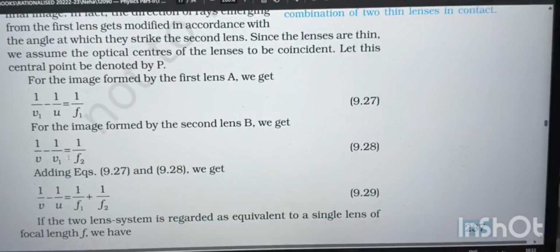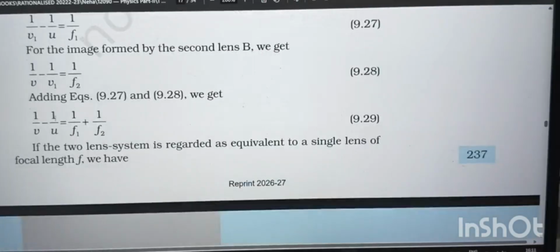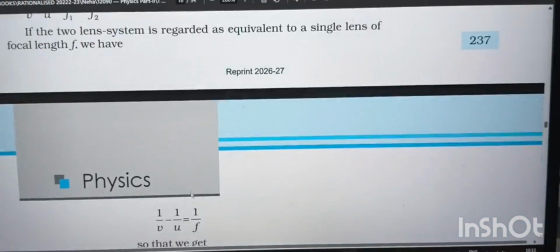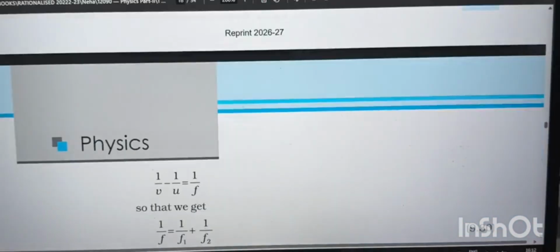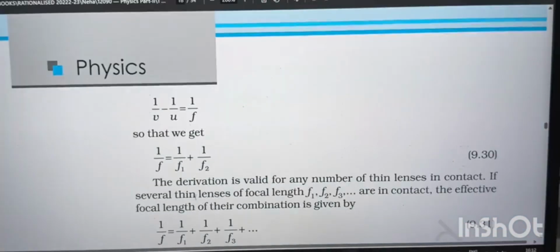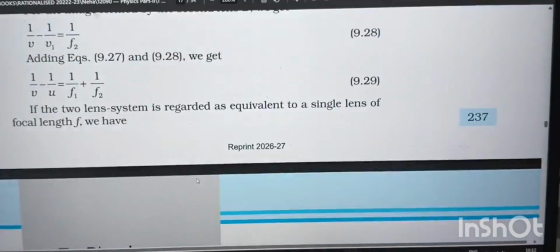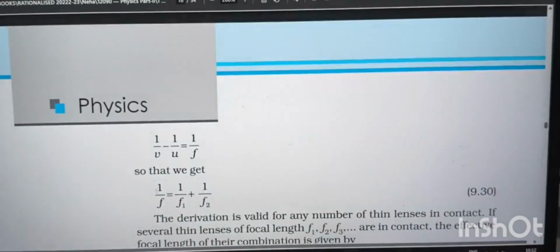Now simply add these both. 1 by V1 is positive here, 1 by V1 is negative here. This will get subtracted and it will be 0. Now 1 by V is positive, minus 1 by U is left out. You are adding both the equations, so 1 by F1 plus 1 by F2. Now we already know according to the lens formula what 1 by V minus 1 by U is. It is just 1 by F. So on the left hand side, you just have to substitute this value as 1 by f, and the right hand side will remain the same, that is 1 by f1 plus 1 by f2.